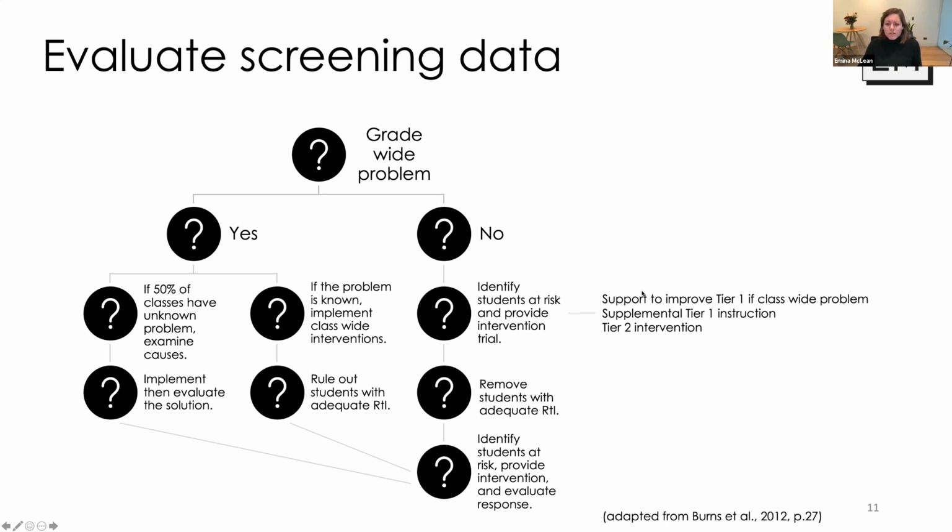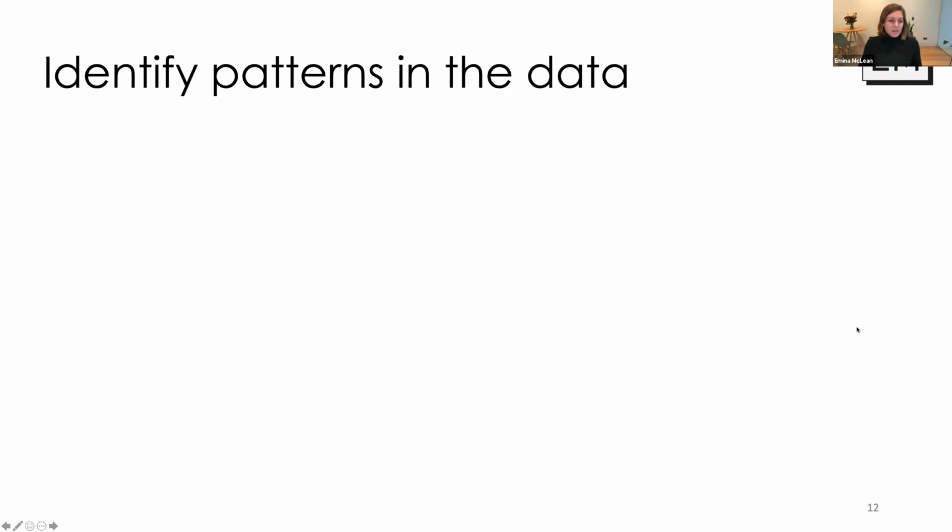So a few decisions and conversations need to be made at that point. And then again, we go down, remove students with adequate response to intervention. We identify students at risk and provide intervention and evaluate response. So those are the decisions we need to make at leadership level, at team leader level, etc., to figure out what's going on. Is it grade-wide? Is it class-wide? And then look within classes. So identify patterns in the data.